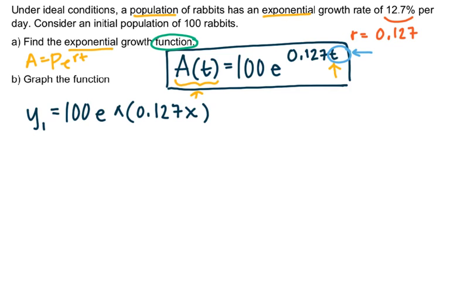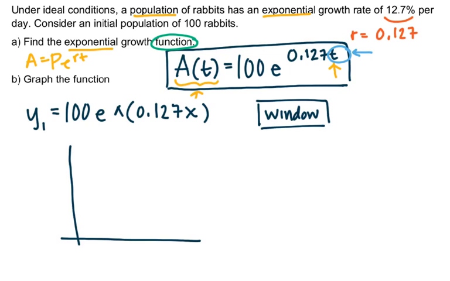And if you graph that on your standard 10 by 10 window, you're not going to see anything. So you need to think about how to change the window on your calculator. Remember, you have a window button. How to set your X and Y so that you can see this.